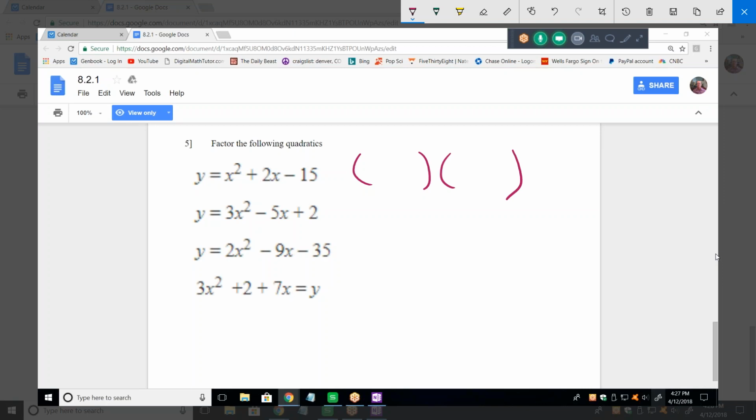I've solved it already. Okay. So it is x's on both sides, and then there is a positive on the left and a negative on the right. And the numbers are 5 on the left and 3 on the right? Very good.